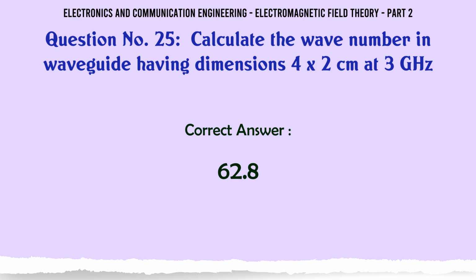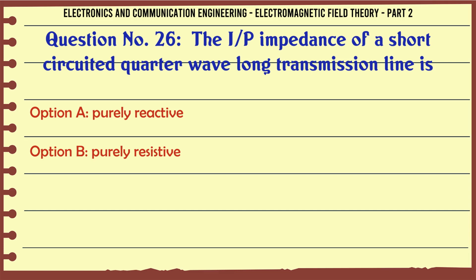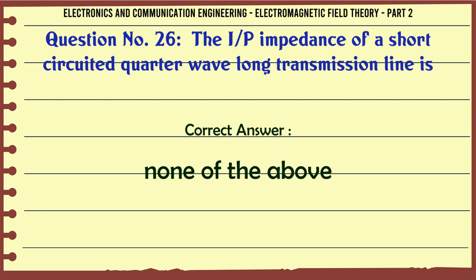62.8. The input impedance of a short-circuited quarter-wave long transmission line is: A, purely reactive. B, purely resistive. C, depends on the characteristic impedance of the line. D, none of the above. The correct answer is none of the above.